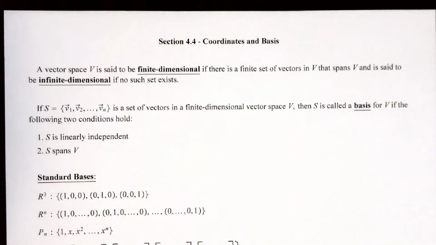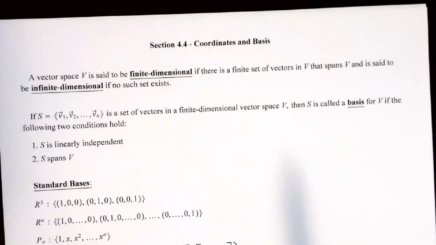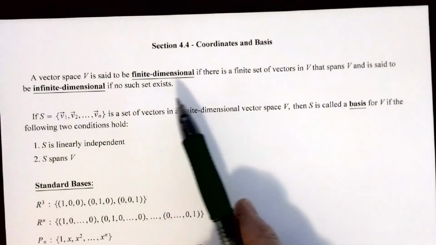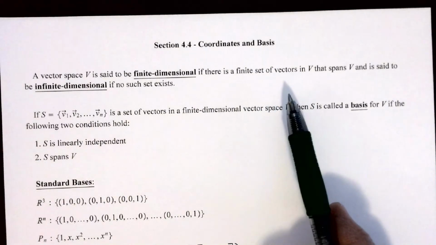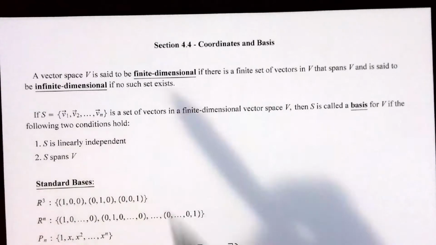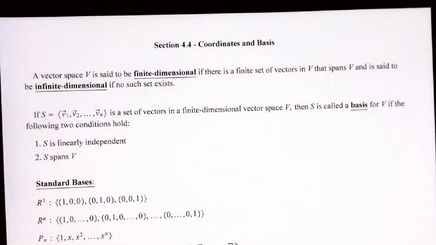So a vector space V, first of all, is said to be finite dimensional if there's a finite set of vectors in V that spans V. And it's called infinite dimensional if no such set exists.